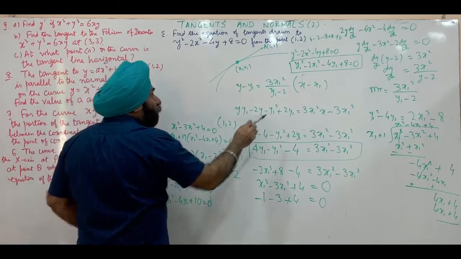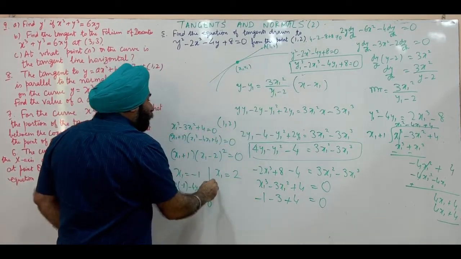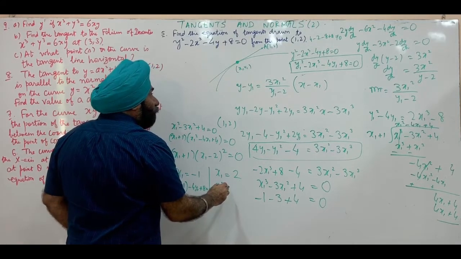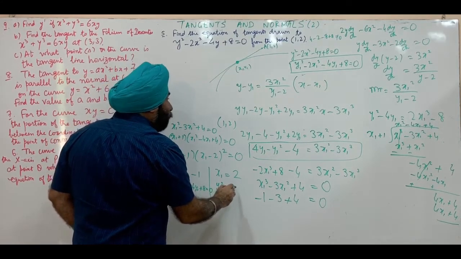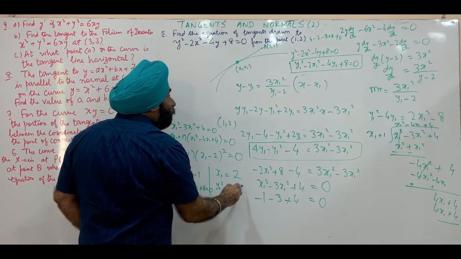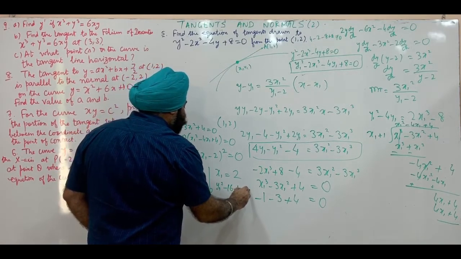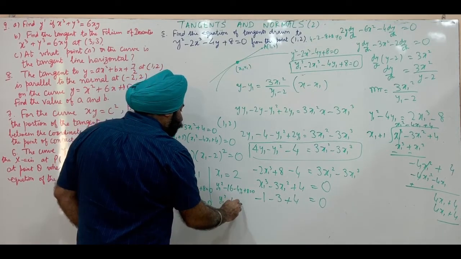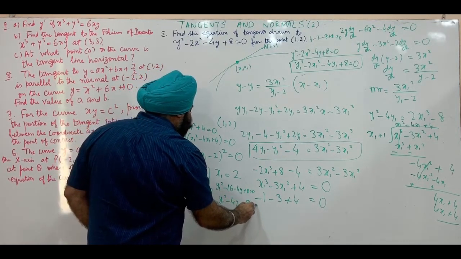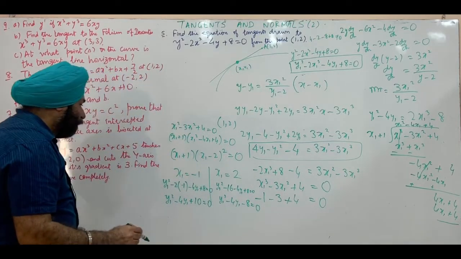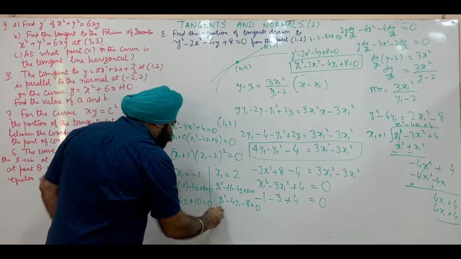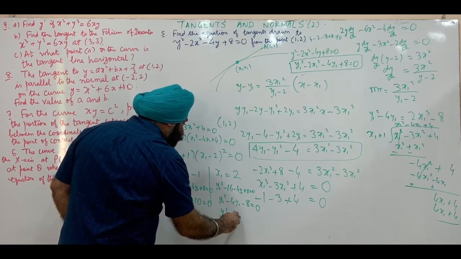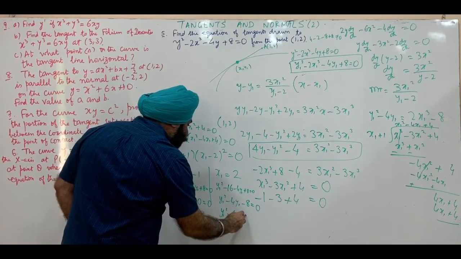And x1 equal to 2 here. We get y1 square minus, this is 8 into 2, 16, minus 4y1 plus 8 equal to 0. y1 square minus 4y1 minus 8 equal to 0.